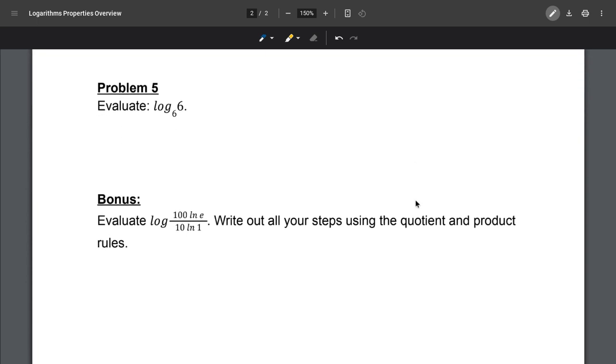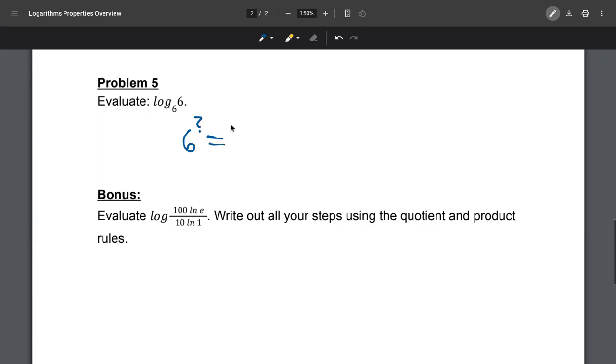Okay, let's go to problem 5. This deals with the property called log of the base. So we want to evaluate log base 6 of 6. Basically I'm taking the base here, and whatever this evaluates to, we'll put as a question mark, must make this equal to this bigger number 6. So 6 to what power would be 6? Well, 6 to the first power, so this is going to equal 1.